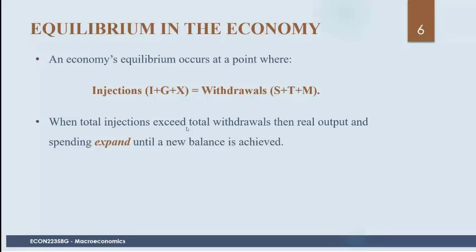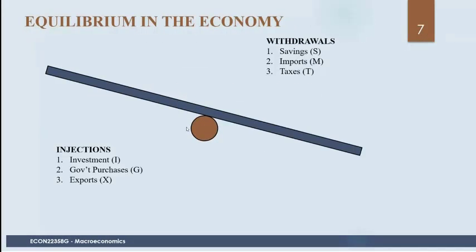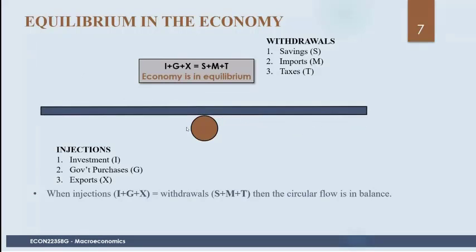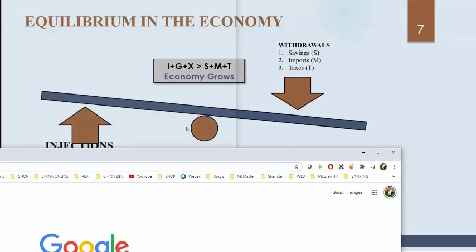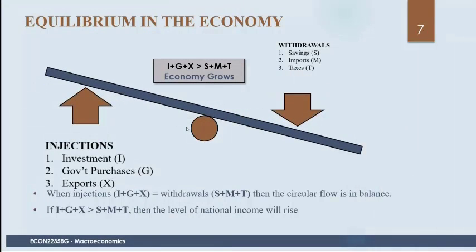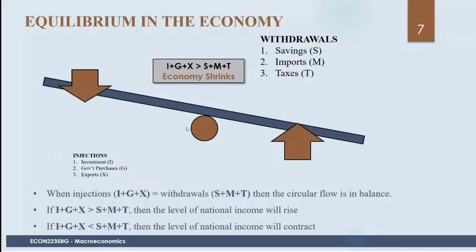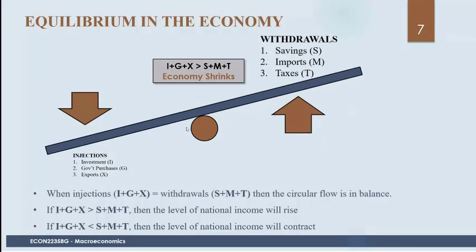And so basically, the withdrawals will increase as a result, and you'll end up getting to a new place where both will be equal. If total withdrawals exceed total injections, then the economy will be slowing down. So you can think of it like this. You have your withdrawals, you have your injections. The economy is only in equilibrium when the total withdrawals equal the total injections. And so then the circular flow is in balance. If injections are more, then the economy will be growing. If the withdrawals are more, then the economy will be shrinking.